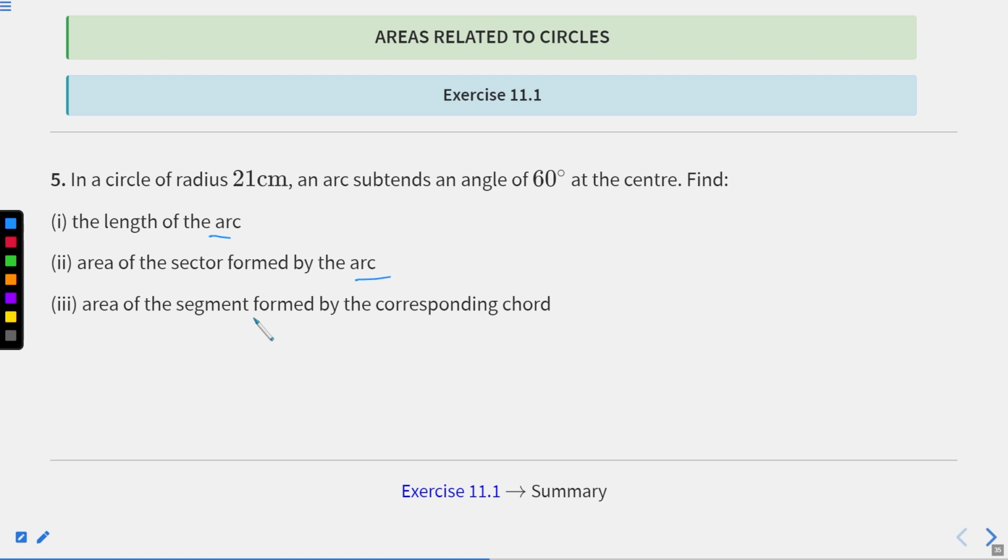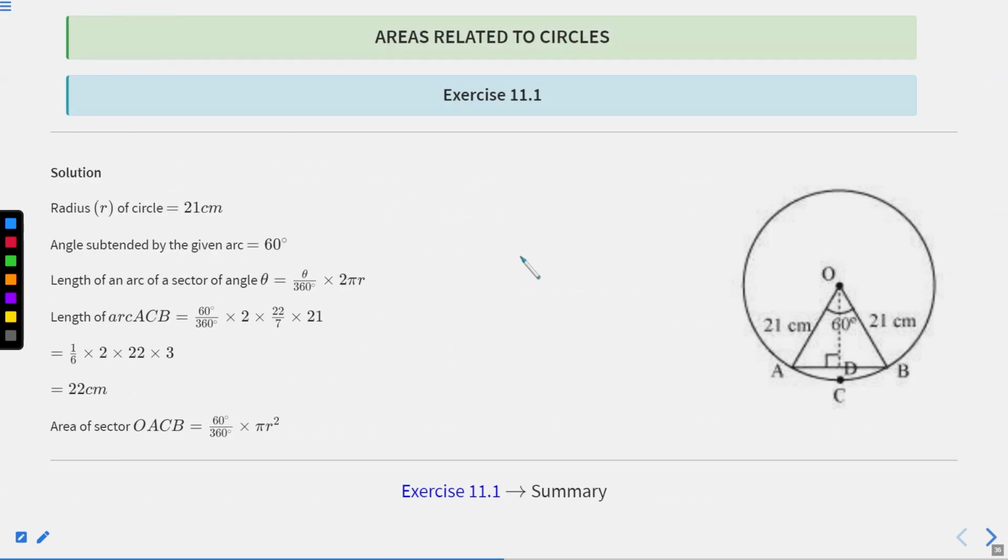So let us see how to find the length of the arc, the area of the sector formed by this arc, and the area of the segment formed by the corresponding chord. Let us see how to solve it. We take this circle with center O and radius 21 centimeter. So radius r of this circle is equal to 21 centimeter, and the angle subtended by the given arc is equal to 60 degree. So this angle is basically 60 degree.